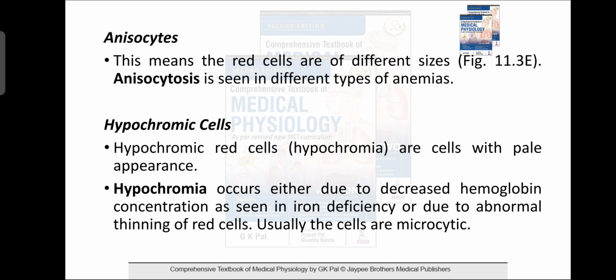Anisocyte is where the RBC are of different size. Anisocytosis is seen in different types of anemia. Hypochromic red cells occur with a pale appearance, hypochromia. Hypochromia occurs either due to decreased hemoglobin concentration, as seen in iron deficiency anemia, or due to abnormal thinning of the red cell, that is microcytic.